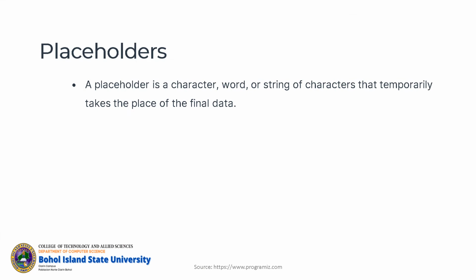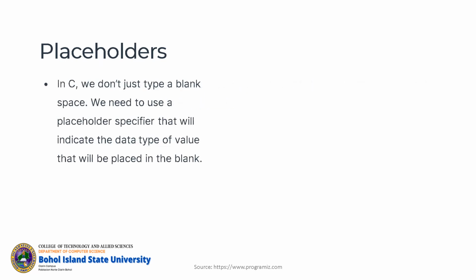Okay, what is a placeholder? A placeholder is a character, word, or string of characters that temporarily takes the place of the final data. Look at this example. Good morning, then blank. The blank space here serves as the placeholder. So whatever value you type here will serve as the final value. Say, for example, good morning, Bob, or good morning, Mark. Here, Bob and Mark are the values.